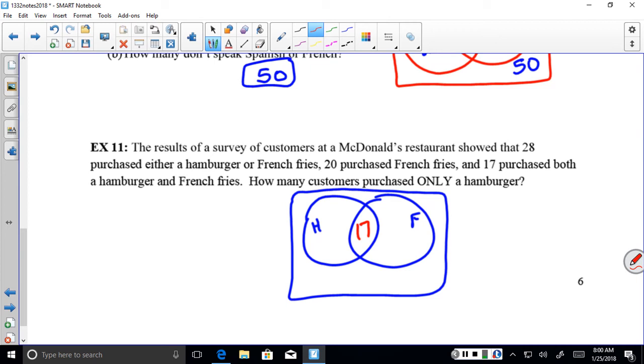Then backing up, if 20 purchased French fries, how many purchased only French fries? 3. And it says 28 purchased either a hamburger or French fries, which means or both. So how do we find this one? 28 minus 17 minus 3. And so we get 8 people who purchased only a hamburger.